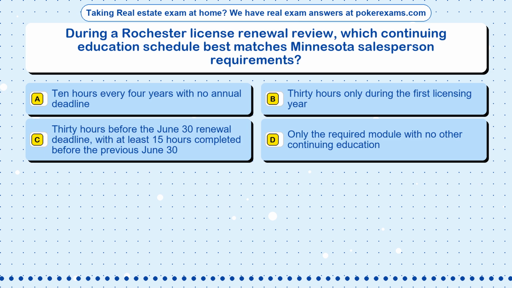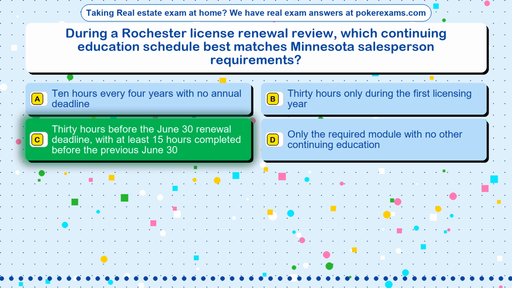Question 67. During a Rochester license renewal review, which continuing education schedule best matches Minnesota salesperson requirements? Option A, 10 hours every 4 years with no annual deadline. Option B, 30 hours only during the first licensing year. Option C, 30 hours before the June 30th renewal deadline, with at least 15 hours completed before the previous June 30th. Option D, only the required module with no other continuing education.